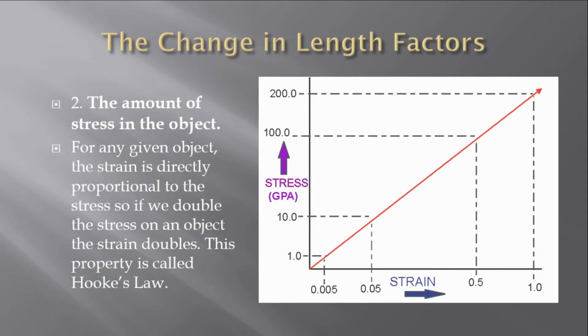Factor 2. The amount of stress in the object. For any given object, the strain is directly proportional to the stress. So if we double the stress on an object, the strain doubles. This property is called Hooke's law.